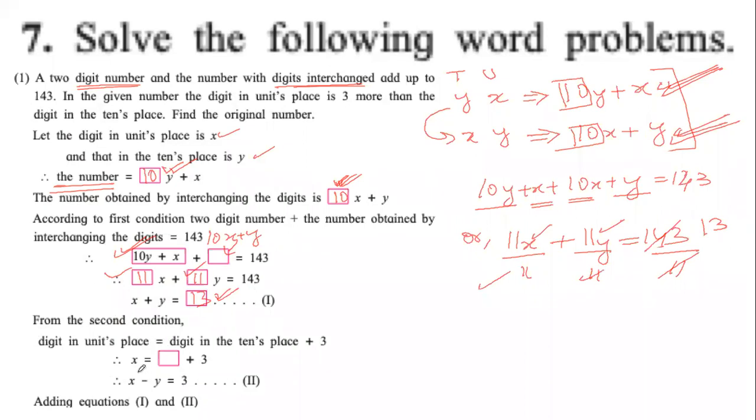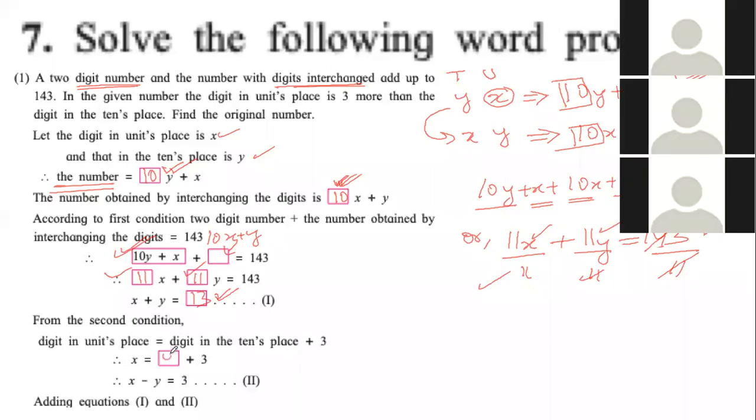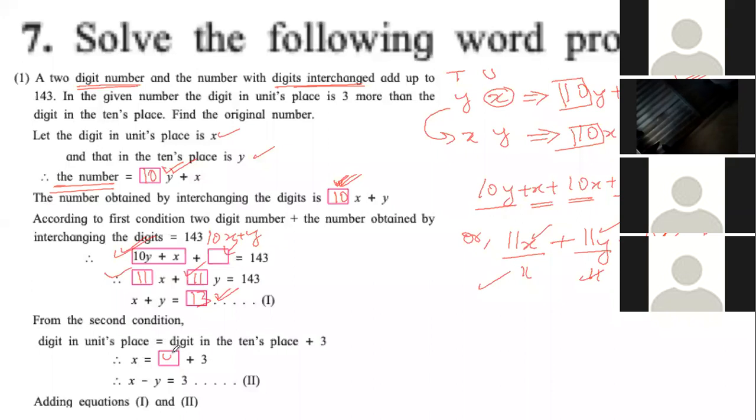From the second condition. What is the second condition? It says the units place digit is x. It is 3 more than the tens place. So it is, Khadija, if you can come out of mute, what will be the fill in the blanks here?